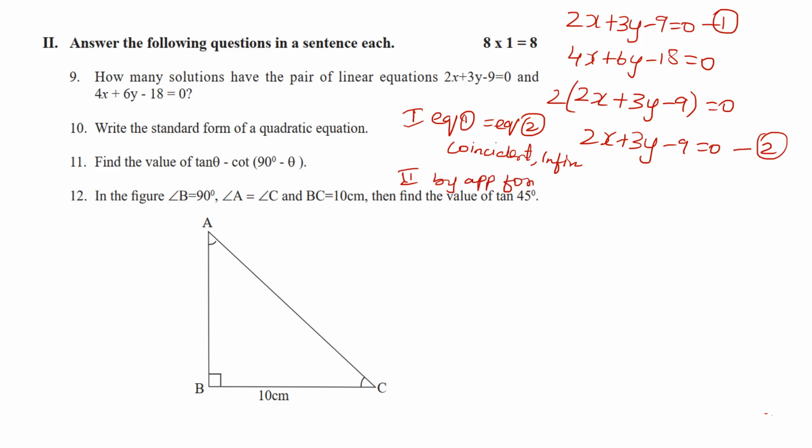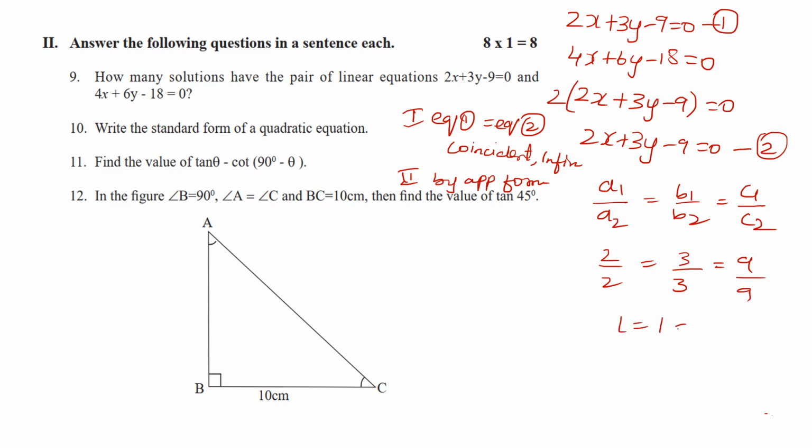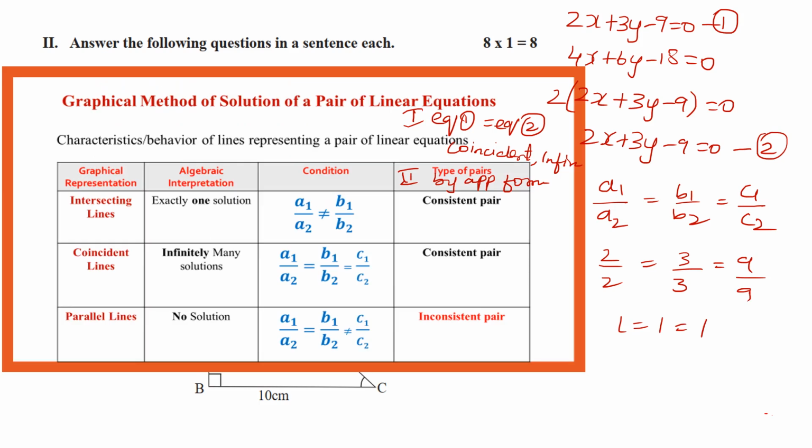So second method is by applying formula. So what is the formula? A1 divided by A2. You need to check the ratio first, whether all are equal or not. Okay, let's check it out. That is 2 by 2 is equal to 3 by 3, that is equal to 9 by 9. So all the ratios are equal. If all the ratios are equal, then it satisfies which condition? That is coincident line. So if it is coincident line, how many solution it has? Infinite solution, right? This is the second method.